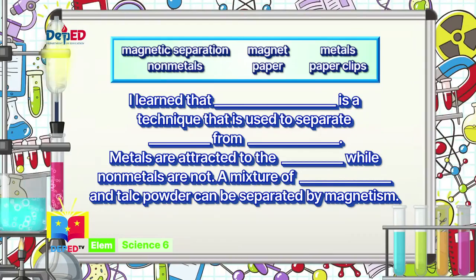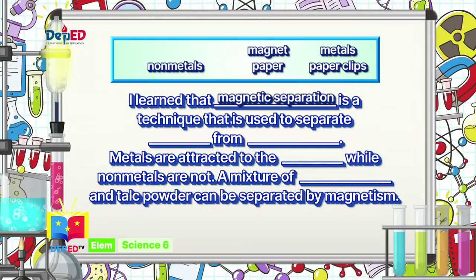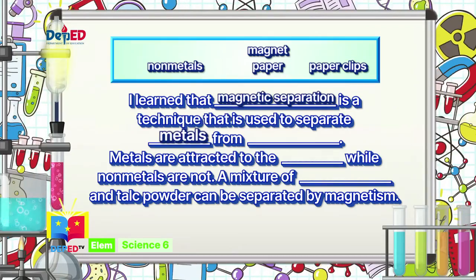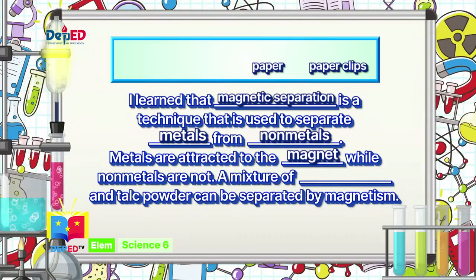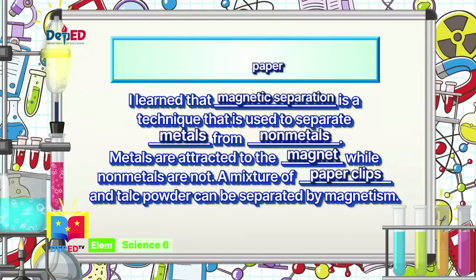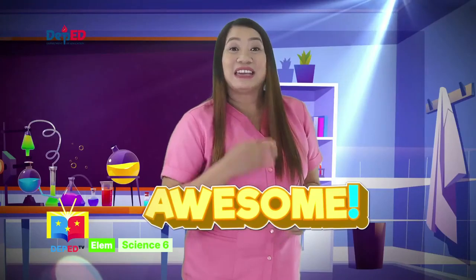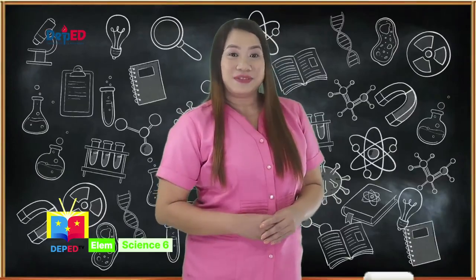Very good, science-minded learners. I learned that magnetic separation is a technique that is used to separate metals from non-metals. Metals are attracted to the magnet, while non-metals are not. A mixture of paper clips and talc powder can be separated by magnetism. Awesome! I know that you learned something from our lesson because you did well in our activities. Science-minded learners, are you ready for our next activity?